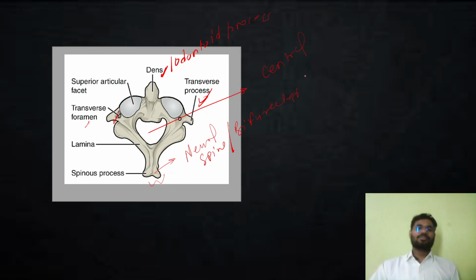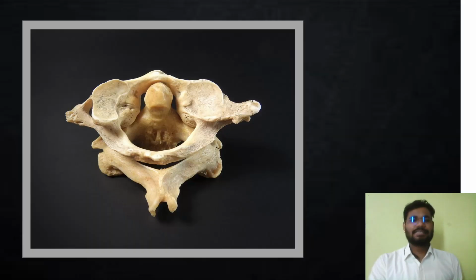So the structure is not much deviated from the typical vertebra. It has a similar structure, just with minor differences. The centrum is absent, right? So this is the structure. Let us now see one more diagram. Again, it's a very beautiful diagram. You can see these are the facets.